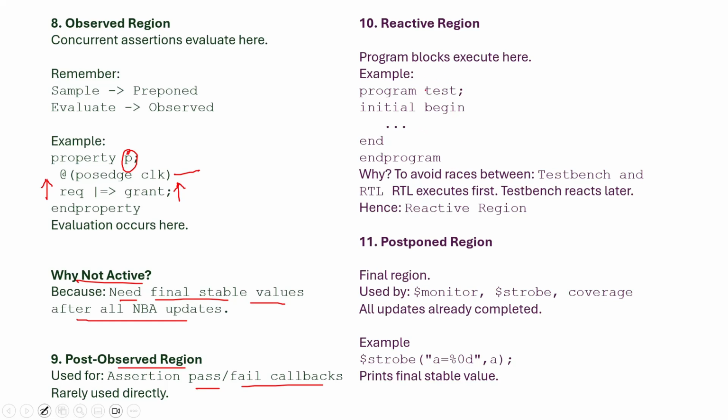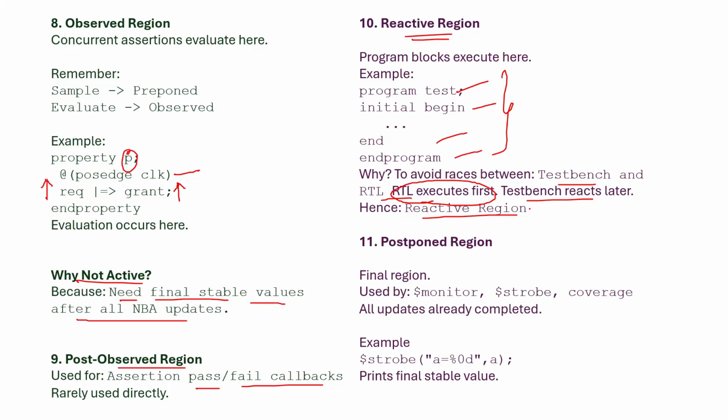So in this reactive region, what we are taking is program, test, initial, begin, and end program. That means whatever code the test bench writes will be updated in this programming block. So this programming block avoids the race condition between the test bench and RTL. RTL is executing first, right? Then the test bench reaches later. Hence in the reactive region, nothing will be creating race conditions, because in the active region only all the RTL is executed, and the remaining things are there.